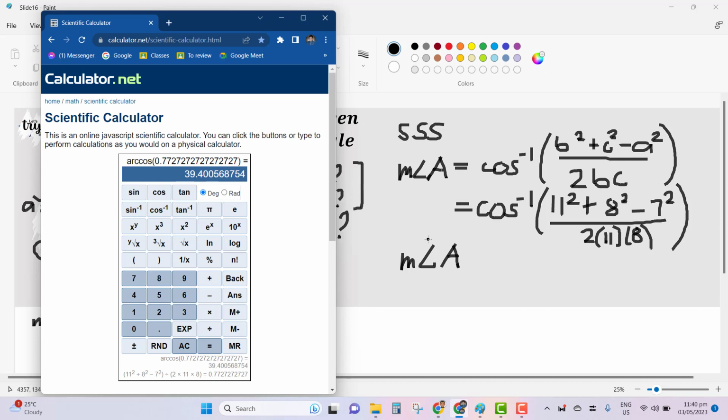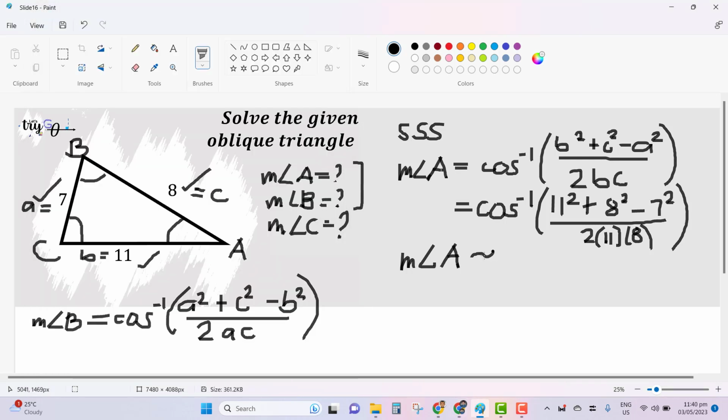Let's round it off to 2 decimal places, and by doing that, we will be approximating it to 39.40. Even if it's 40, we still write the 0 because it's a significant digit, since we are rounding off to 2 decimal places. Simply close it with degrees as the unit of measurement for angles. Let's proceed to the measurement of angle B.